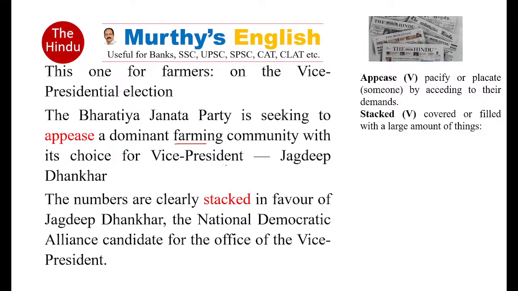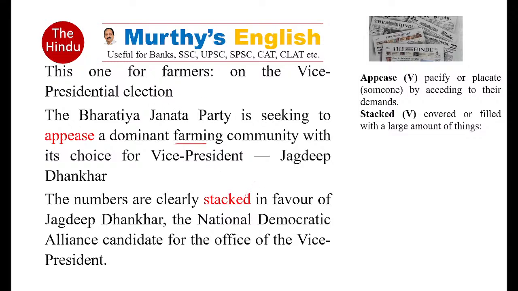And how is it trying to do that? Based on its choice for Vice President post. And who is that person? Jagdeep Dhankar. Here there's one word, appease, pacify or placate someone by acceding to their demands. They have chosen the present West Bengal governor as the vice presidential candidate, Jagdeep Dhankar. And that act, the editorial opines, it is to appease the farming community. And based on that, it starts with the note, this one for farmers.